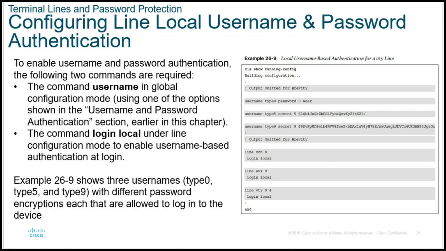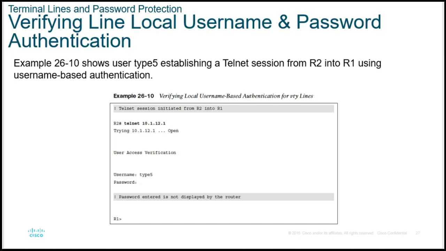Next, we can enable username and password authentication, or name-based authentication. So basically, we use the keyword username and its respective password for each username. And then on the different lines, we use the keyword login local. What this does is, when we access from the different line, it will ask for a username. This is different from password authentication only, where it directly asks for the password.